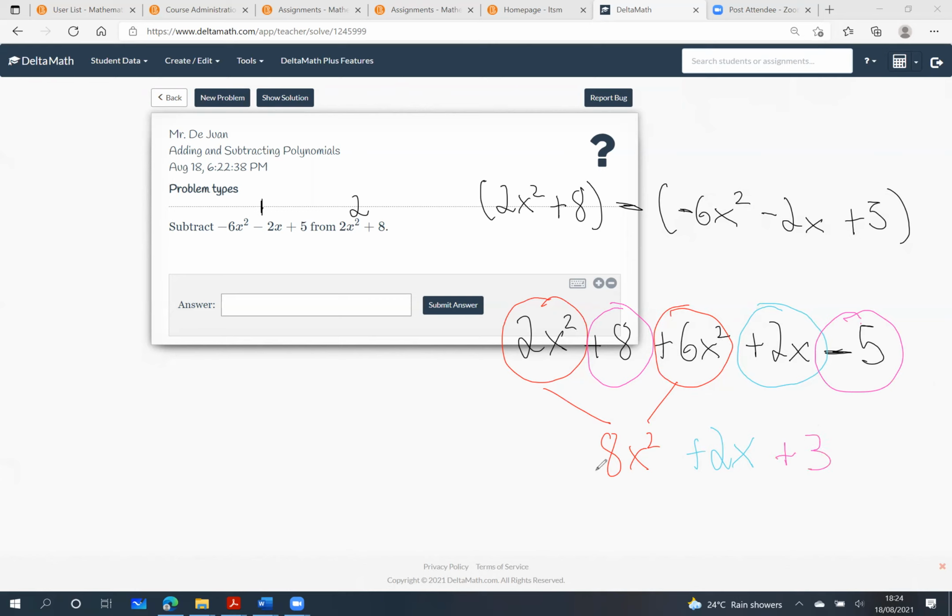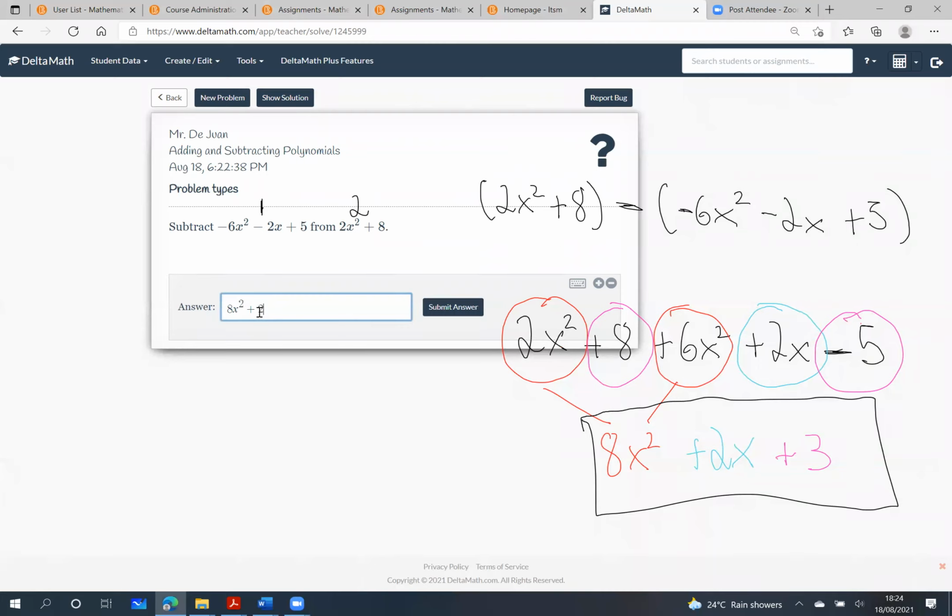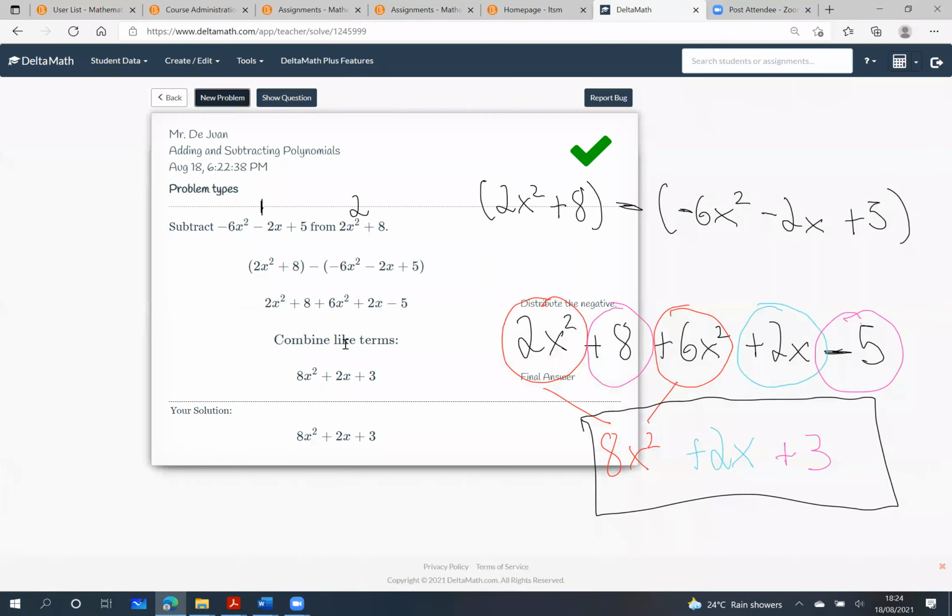Okay, there we have it. 8x squared plus 2x plus 3. Let's type that in. 8x squared plus 2x plus 8 minus 5. That's 8 minus 5 plus 3. And check, check. Yeah. Watch out when you read this. You are subtracting the second from the first when they give it to you in verbal format. The second from the first.